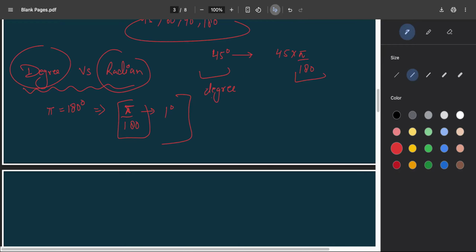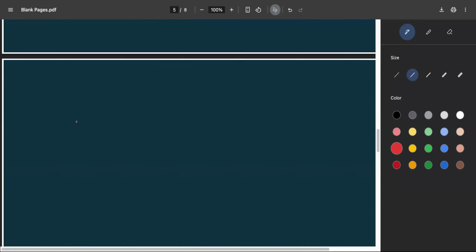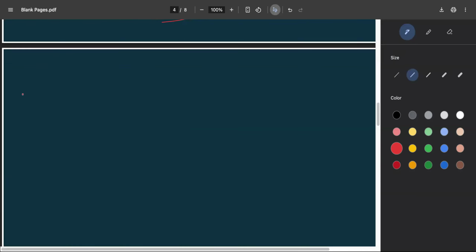Let's do one thing. Let's do some interconversion of units. I'll ask some questions. So first, I'm giving you a value, maybe 22 by 63, right? I wanted this value to be converted into degree. So can you tell me the answer for this one? This is in radian right now. Okay, sir.